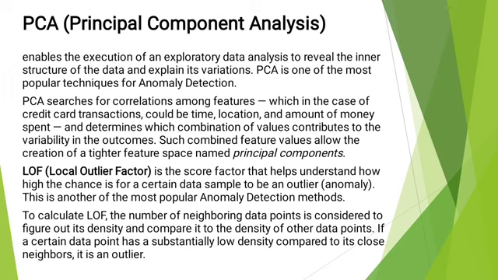LOF, Local Outlier Factor, is the score factor that helps understand how high the chance is for a certain data sample to be an outlier anomaly. This is another of the most popular anomaly detection methods. To calculate LOF, the number of neighboring data points is considered to figure out its density and compare it to the density of other data points. If a certain data point has a substantially low density compared to its close neighbors, it is an outlier.